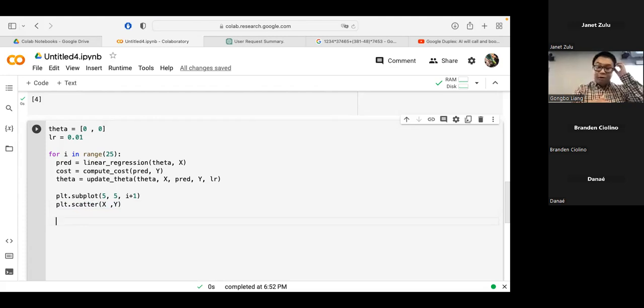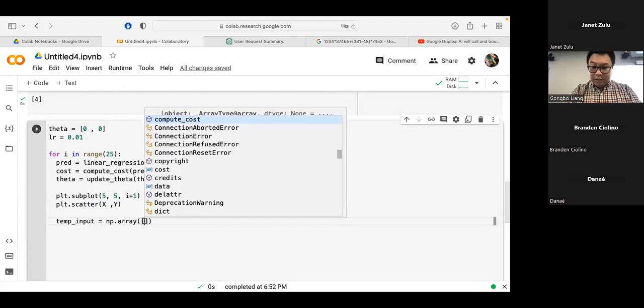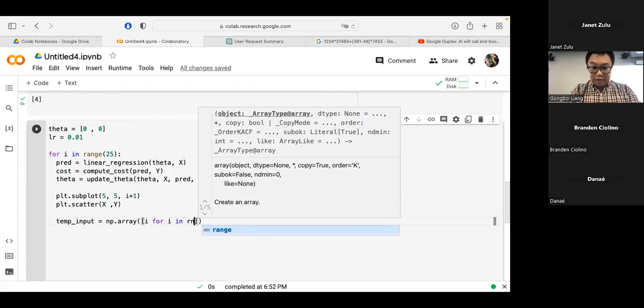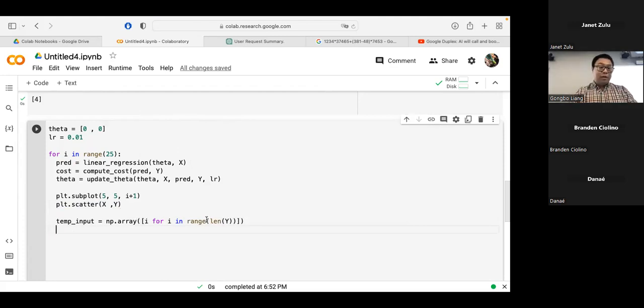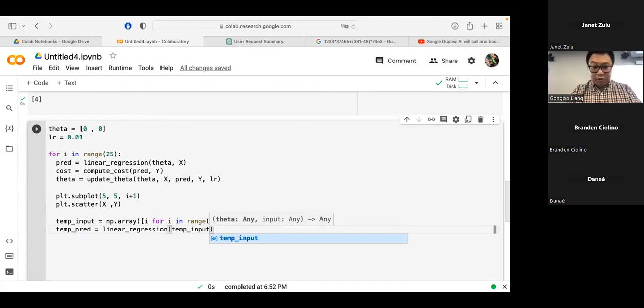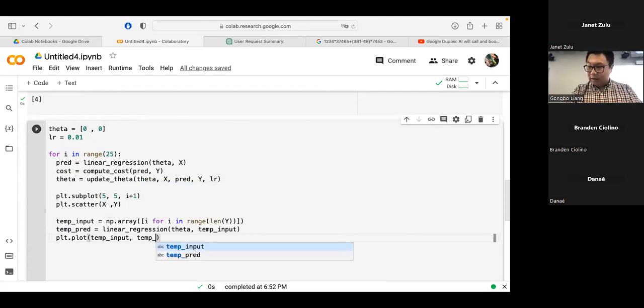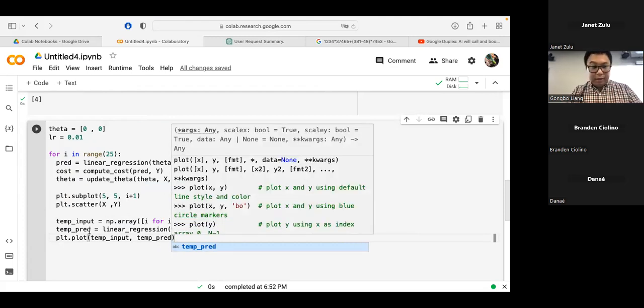For the line, I will assemble a bunch of points between 0 and 4, I guess. So temp input will be a numpy array, for i in range length of y. Now I have a bunch of points between 0 and 4. Temp predict: I feed those to the model, linear regression, with temp input and also the theta. Based on the theta, we can do the calculation and then plot with plt.plot. Okay, and so let's run the code.